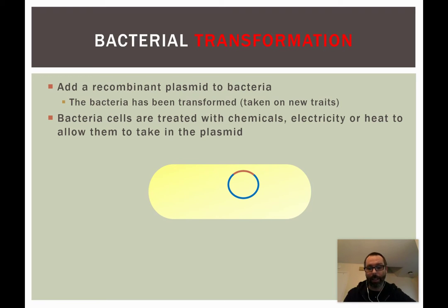The bacteria now is going to use that DNA, right? The bacteria doesn't know the difference between human DNA and bacterial DNA. They're all just A's, C's, G's, and T's. And so once it's inside, the bacteria is going to start to make, in this case, human insulin, or whatever gene you wanted them to make the protein from, right?